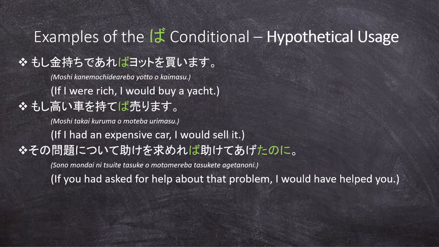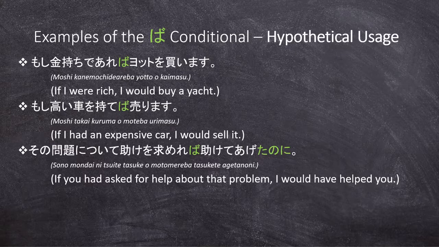Now let's see something different by pairing up our ba conditional with noni. Now pay attention to the tone of this sentence. その問題について助けを求めれば助けてあげたのに. If you had asked for help about that problem, I would have helped you.